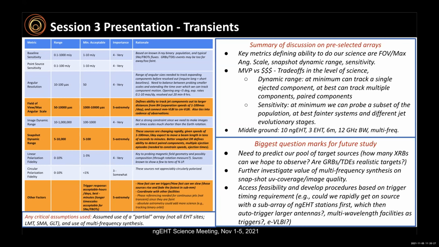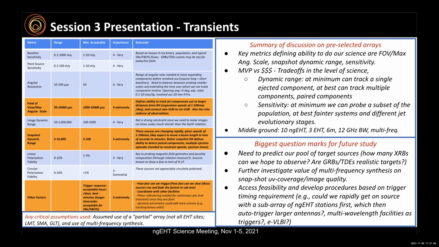So given all these metrics, when we were designing our arrays, we made a few assumptions. One of them was that we're always using a partial array, so not all EHT sites. For these purposes, we were using LMT, SMA, and GLT. We chose these because they're the ones EHT has more control over right now. We also assume the use of multi-frequency synthesis. The key metrics that we found to define our different arrays were the field of view and max angular scale, snapshot dynamic range, and sensitivity.